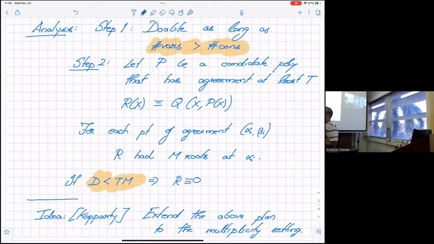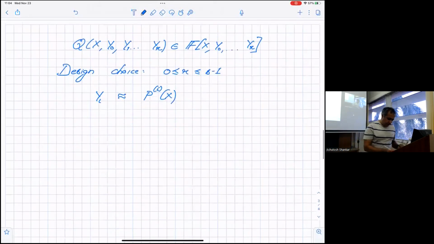So we need to choose parameters such that both happen. That is, the number of variables should be more than the number of constraints to solve step 1. In step 2, you will get the identity 0 only if the degree of the polynomial that you have is less than the number of agreements times the multiplicity. So we want to do both of these.